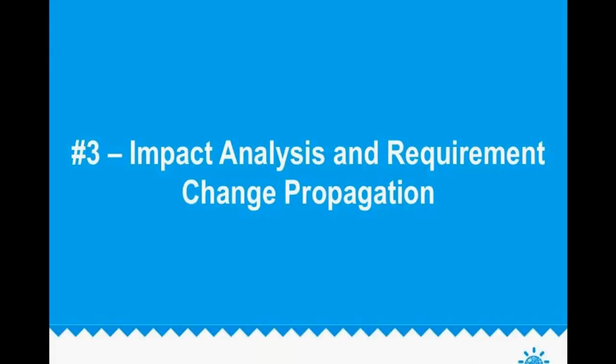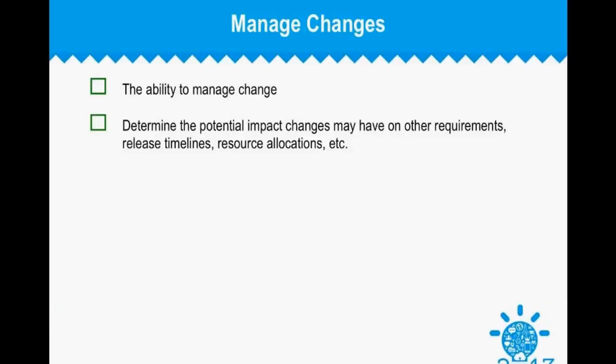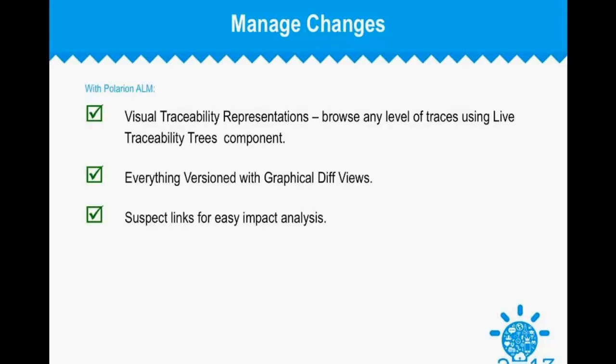Topic number 3, impact analysis and requirements change propagation. I think in general, impact analysis is one of the biggest reasons why you should consider using a tool like Polarion to be sure that every single requirement is really traceable, linkable, and potentially linked with a model. There are several features to help with understanding the impact of a change, with actually ensuring that every single modification is being processed. We have a visual traceability representation.